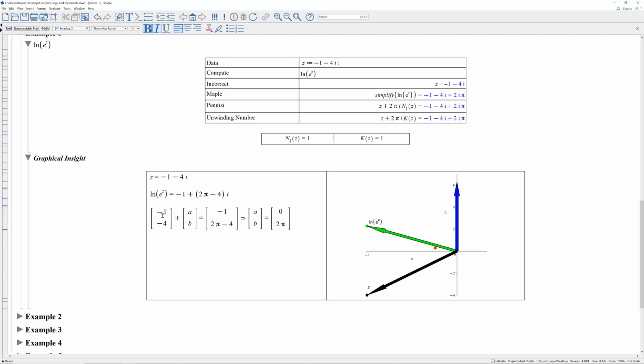So you have this equation across here and across here. Minus 1 here, minus 1 here, so A is 0. Minus 4 here, so B is 2 pi. And that's why this is 2 pi I. Well, that made me feel a little bit better, that I could actually see where these angles are and what's happening to the vectors that represent these complex numbers that move z to log of e to the z.